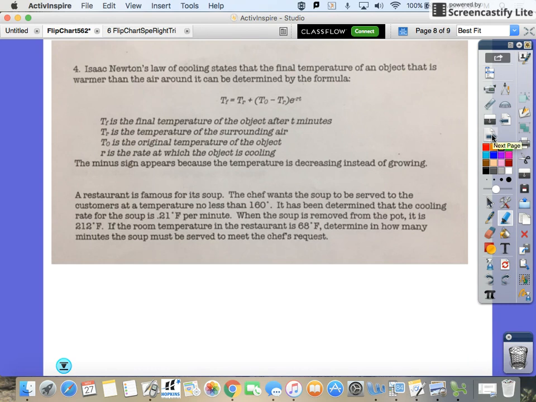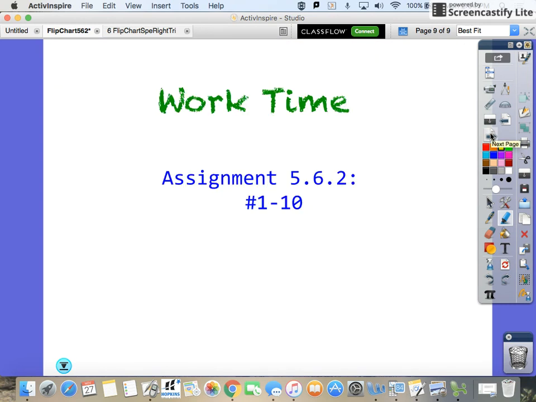Like I said, we're going to skip this one. If you want to try it, great. I can check over it for you. But now you guys have an assignment, 5.6.2, numbers 1 through 10. There's a couple word problems I want you to try.